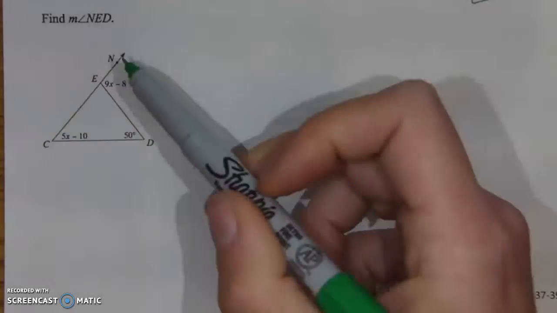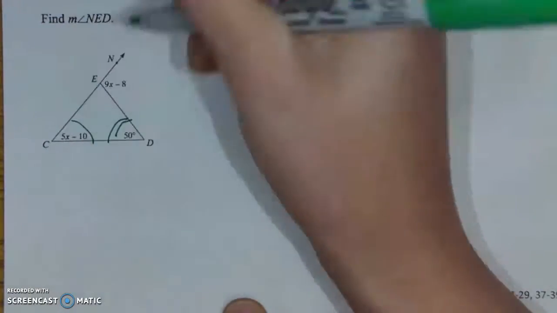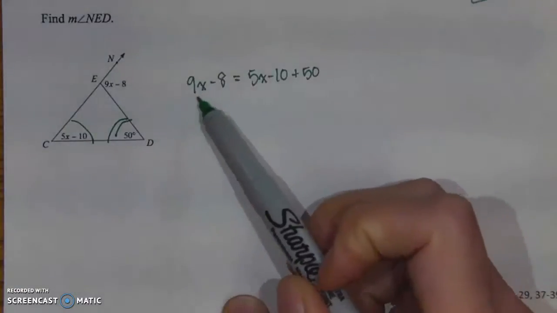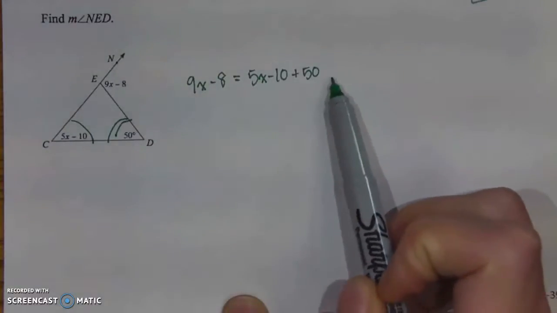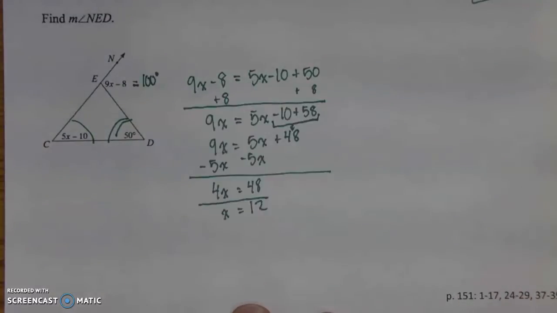For this one, again, I notice I have an exterior angle and two remote interior angles. This is going to give me the following formula: my exterior angle is equal to the sum of my remote interior angles. Here I'm going to do a little bit of algebra. And this is the result.